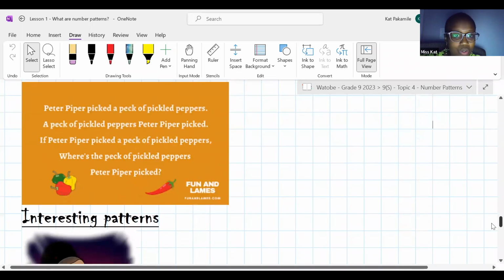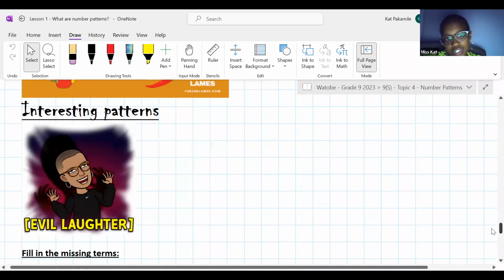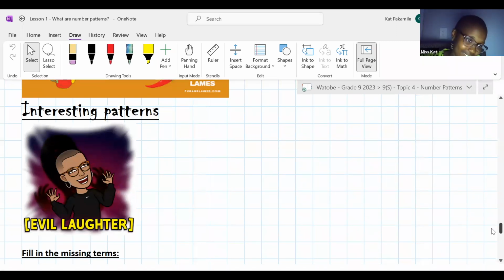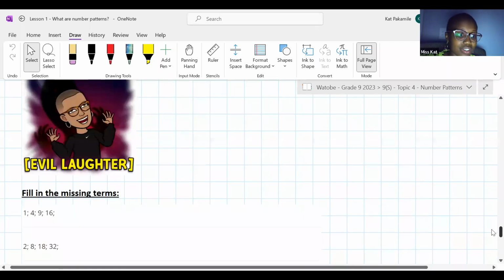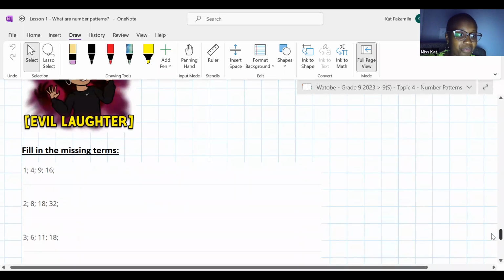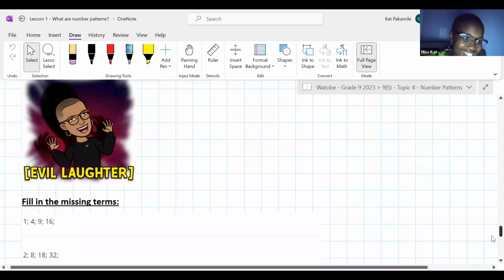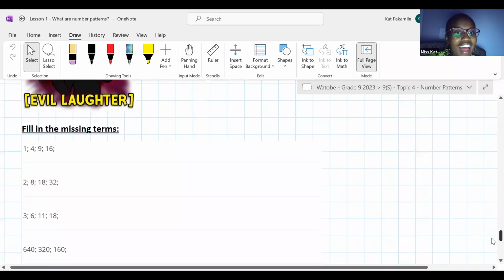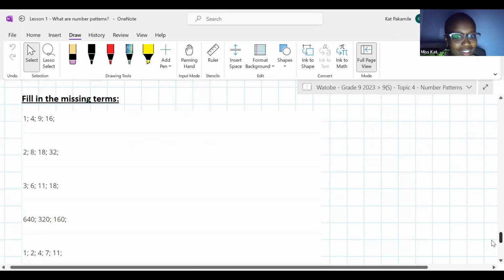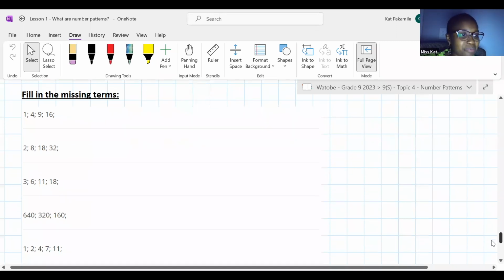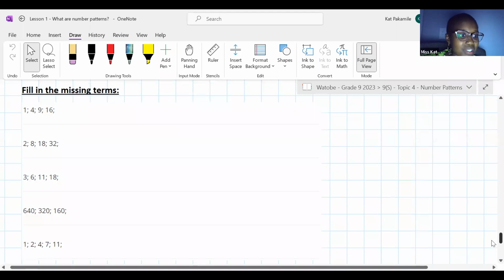Now let's go to interesting patterns. Okay, let's go to interesting patterns. Let's see what we can come up with in this category. These are not that bad. No, it's not evil, because I like spicing things up. Yes, that would be me. Okay, let's fill in these missing patterns.